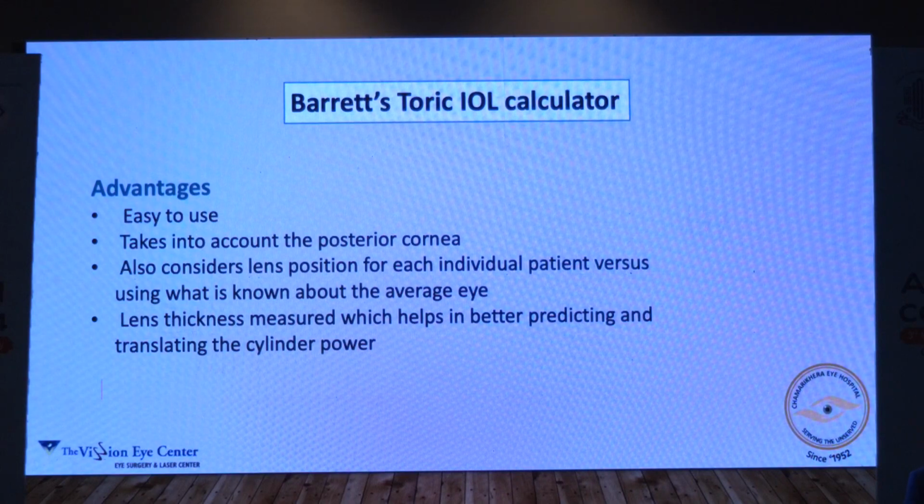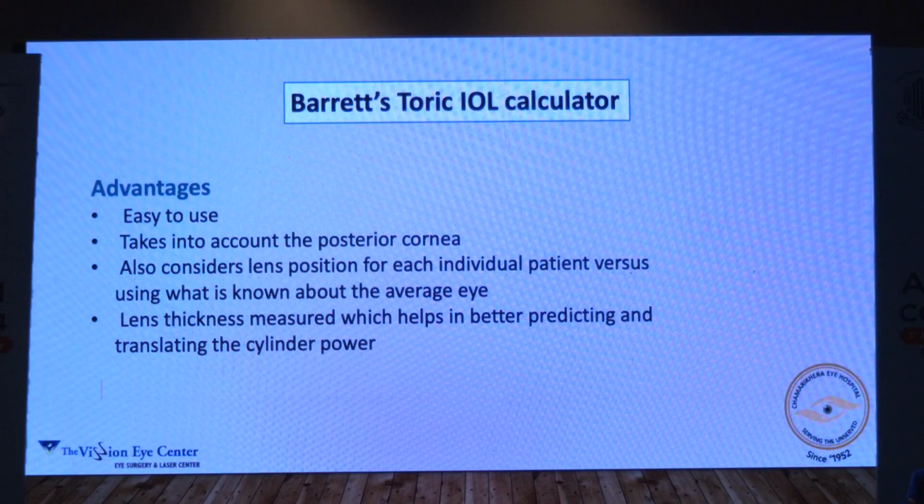So the advantages of the Barrett Toric IOL calculator are that it is very easy to use and takes into account the posterior cornea as well. It also considers lens position for each individual patient, versus using what is known for the average eyes in a lot of formulas. Lens thickness is measured, which helps in even better prediction.